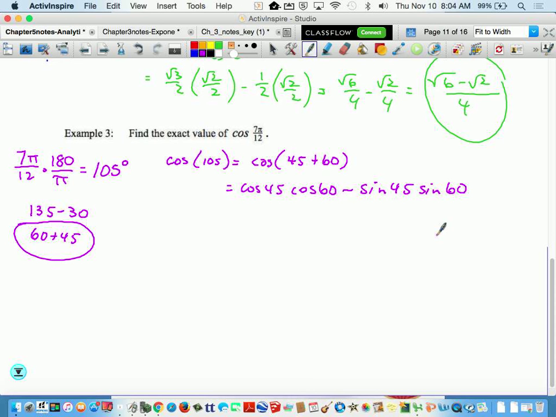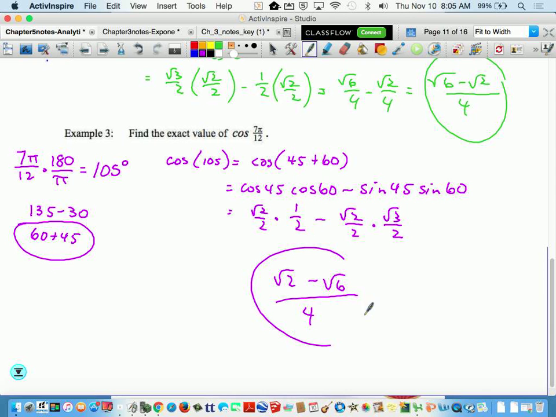So it's almost identical to the ones we've done before, just because we're trying to stick with the same angles. So cosine of 45, root 2 over 2, cosine of 60, 1/2. Sine of 45, root 2 over 2, sine of 60, root 3 over 2. So again, we end up with root 2 minus root 6 over 4. Is that always going to be that? No, it will not always be that. It just happened because we're using the same angles all the time.